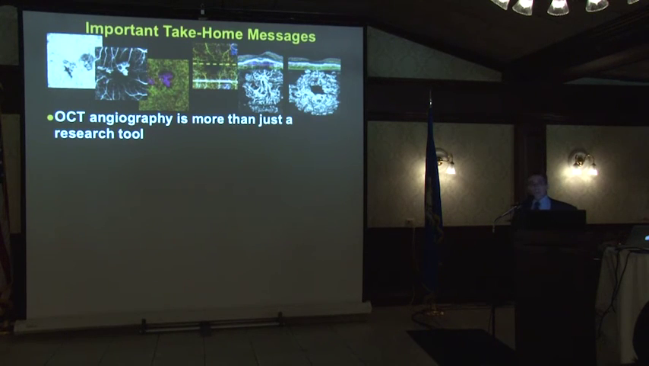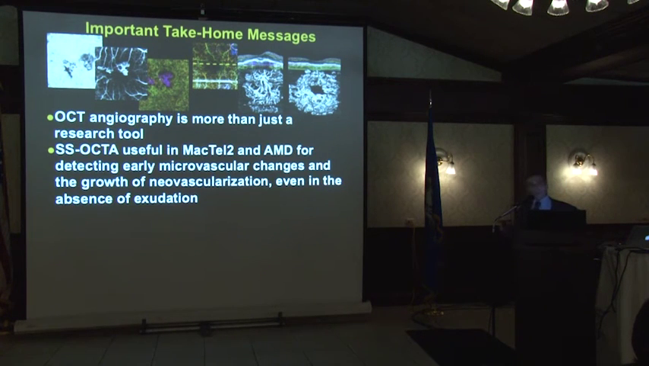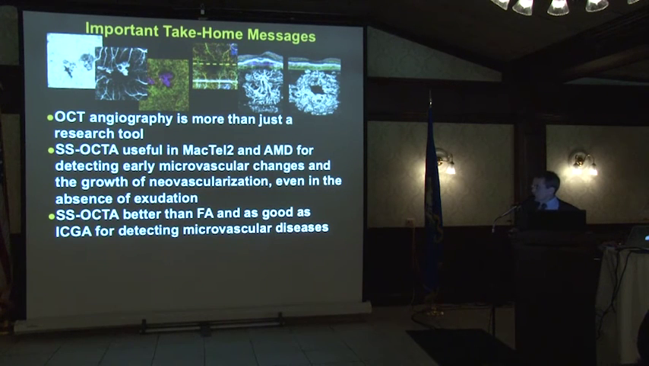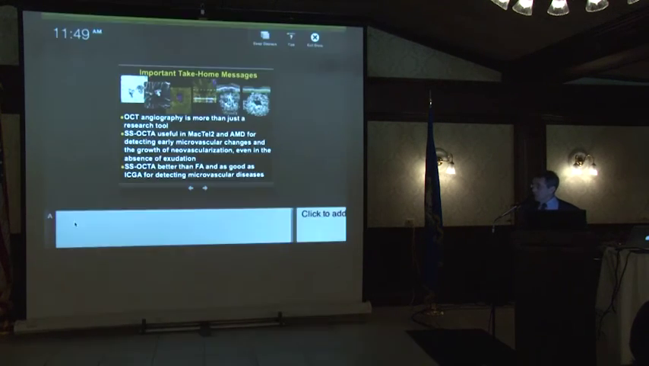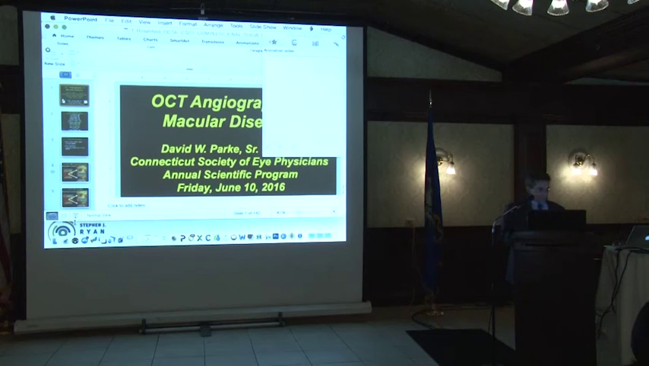So in summary, OCT angiography is not just a research tool. We demonstrated the proof of concept in macular telangiectasia type 2 because we could focus on the center part of the macula. But for AMD, it's going to be useful for every stage of the disease. And I think it's better than fluorescein angiography and certainly as good as ICG angiography. Thank you very much.